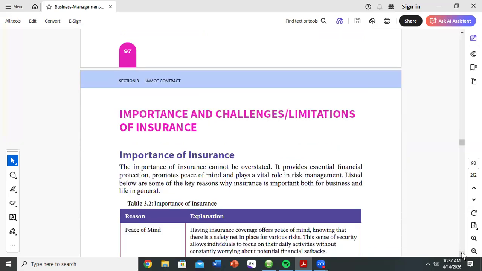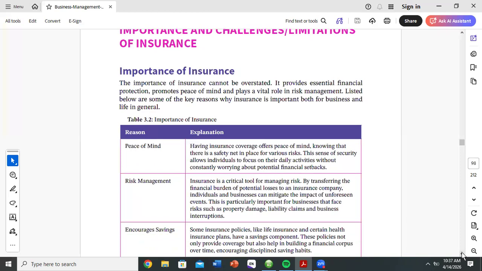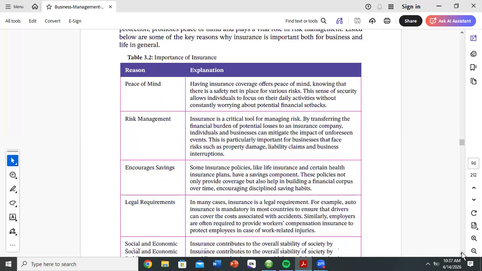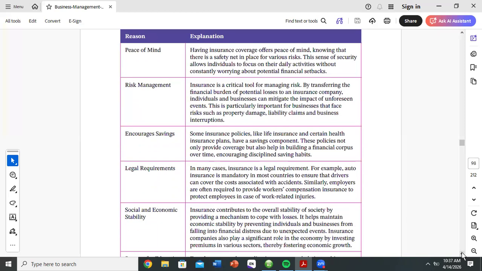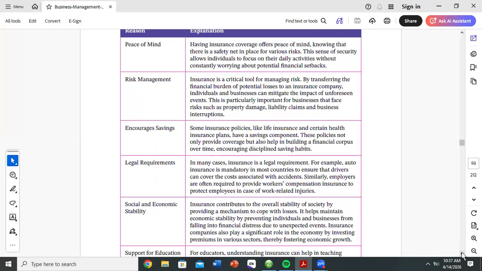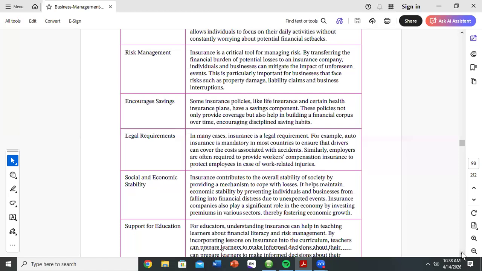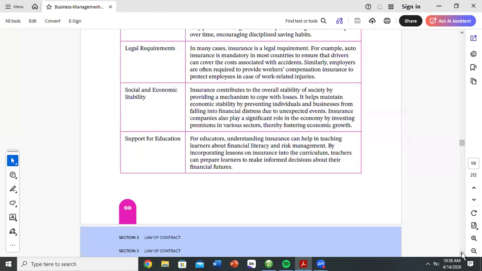So the importance: peace of mind, risk management, encourages savings, legal requirement. Insurance helps you to abide by certain legal statutes, because there are some types of businesses where you need insurance, like the transport business. You cannot be doing transport business and not have insurance for your vehicle. So doing insurance in that regard will help you meet all legal requirements for that business. So these are some of the importance.